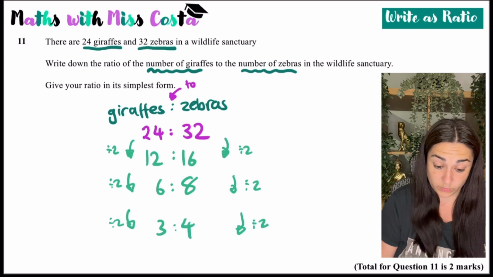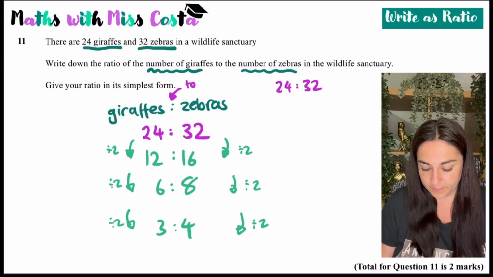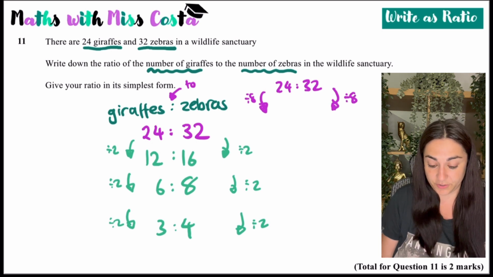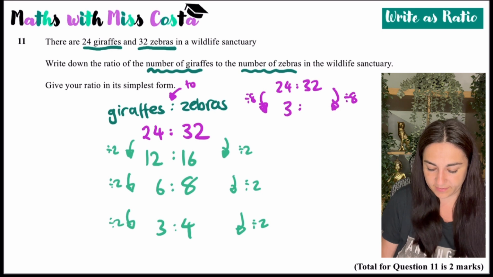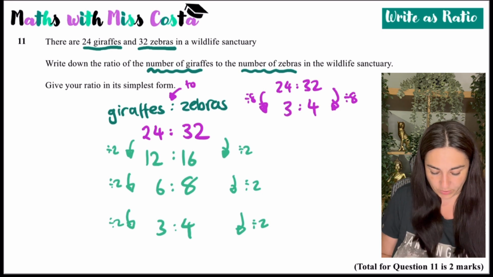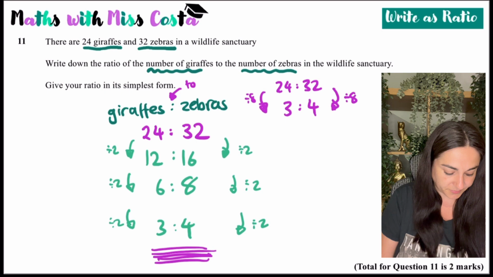We could have also done it in one full swoop if you recognised that 8 is a common factor of them both. We always just divide by something that goes into both of them. So 24 divided by 8 is 3 and 32 divided by 8 is 4. That would have been one step, but you can just keep going until you get to something that you can't simplify any further. And that's how we do ratio in its simplest form.